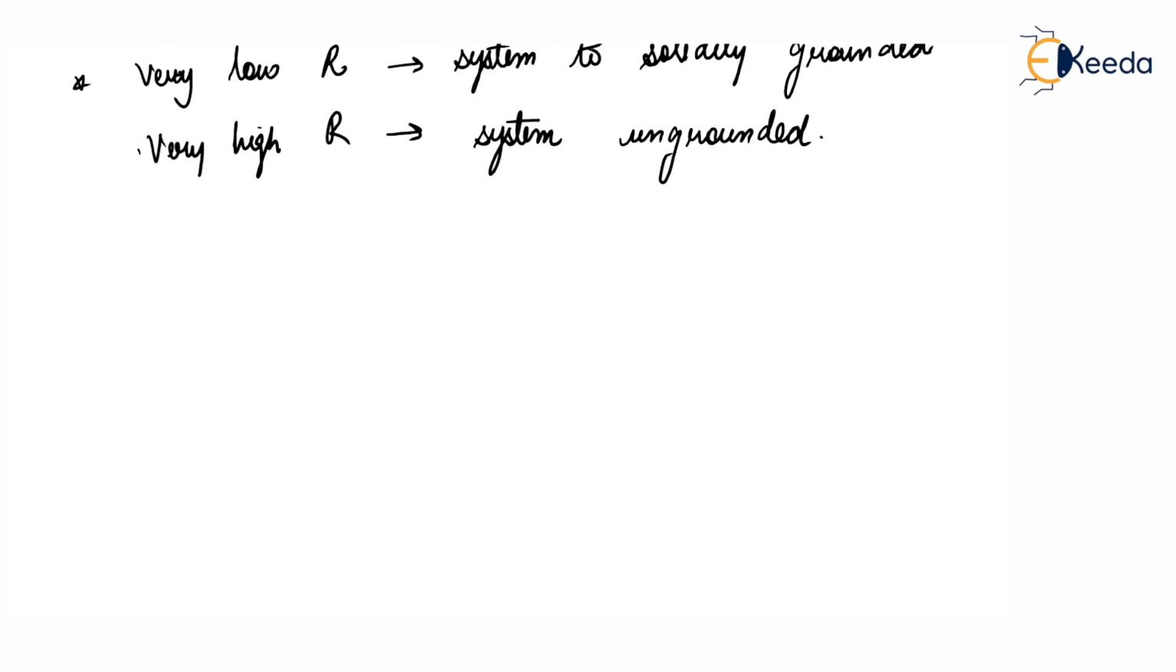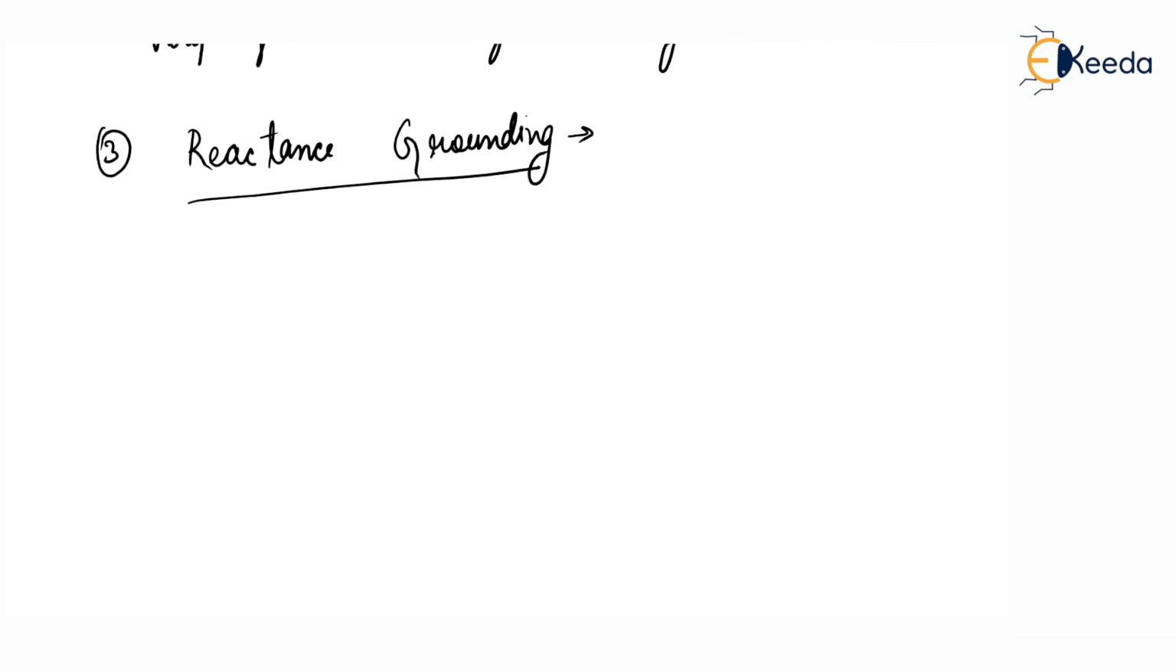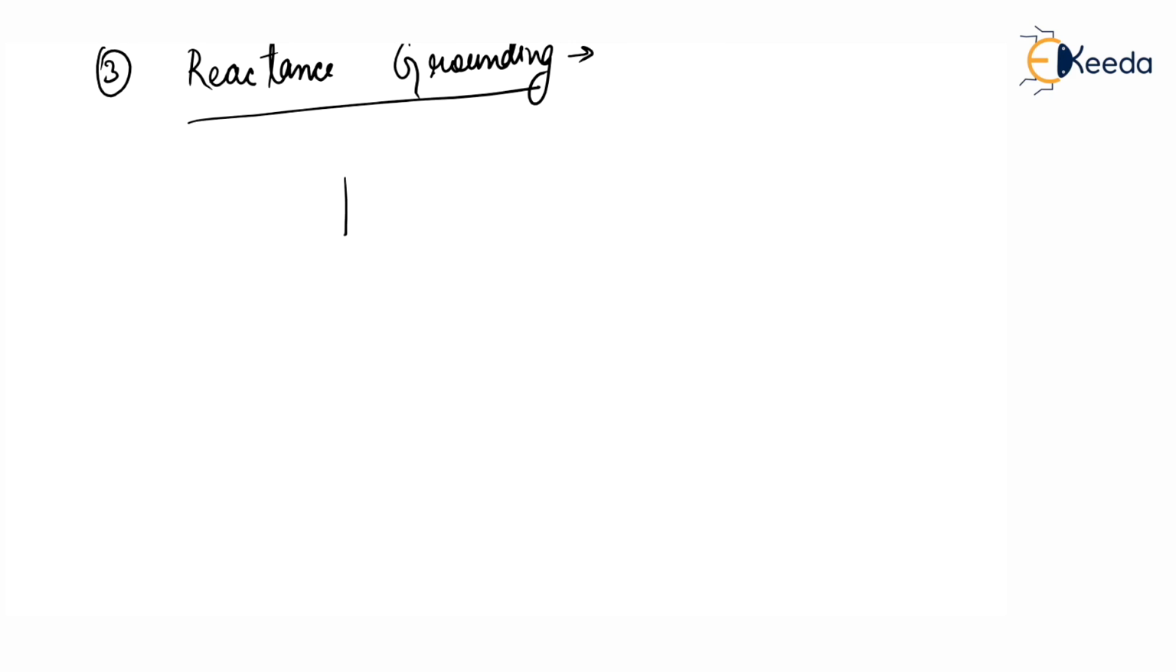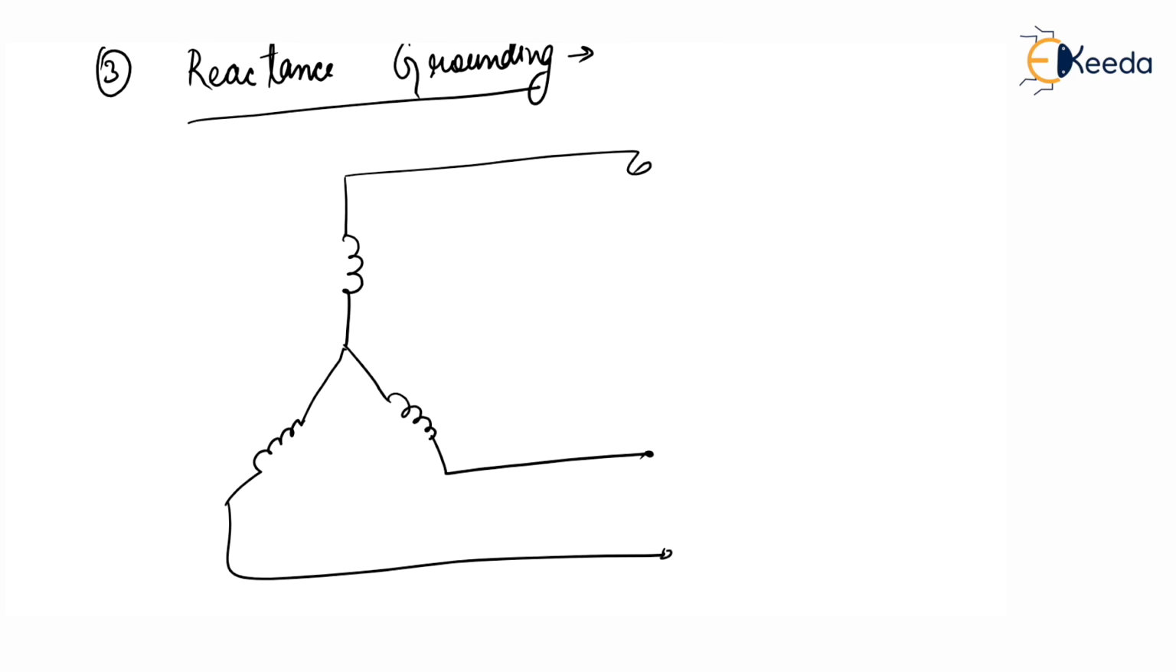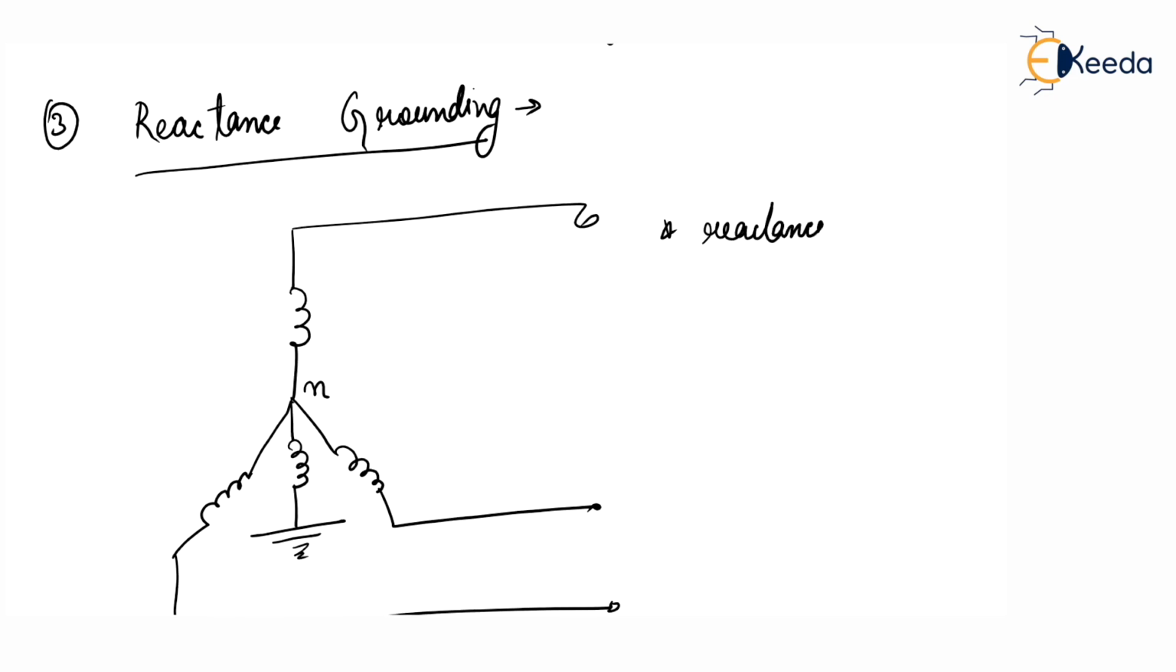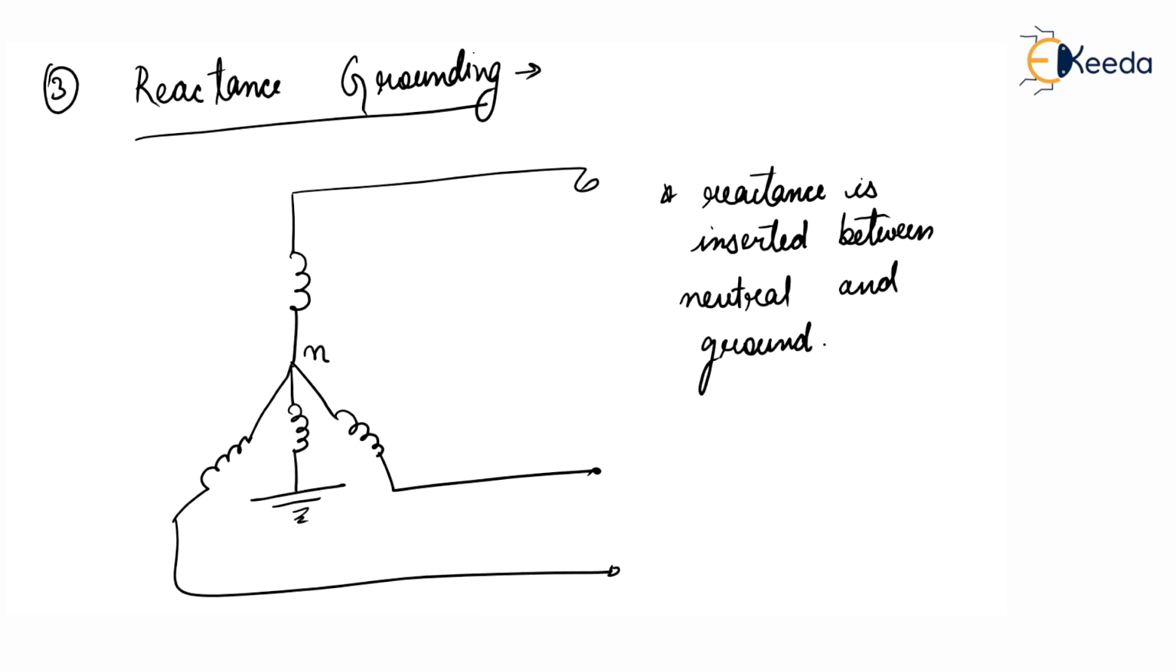Now next one is the reactance grounding. So in reactance grounding, the reactance is inserted between the neutral and the ground. Suppose this is a 3-phase system: phase A, phase B, phase C. So in the reactance grounding system, this is the neutral. A reactance is inserted between neutral and ground to limit the fault current.